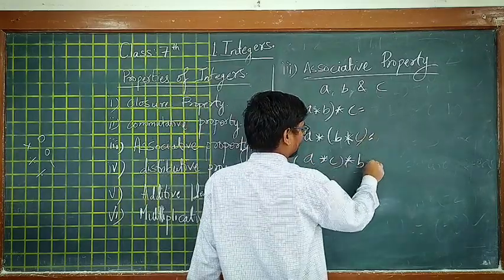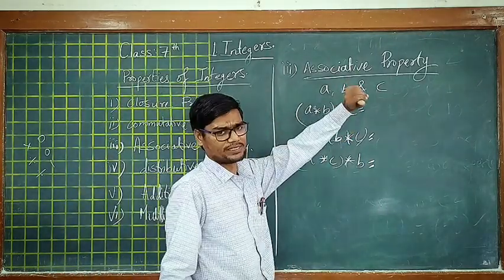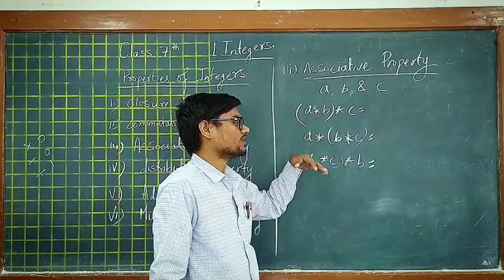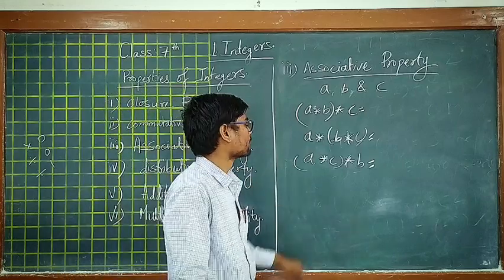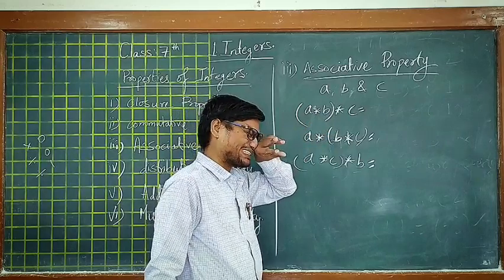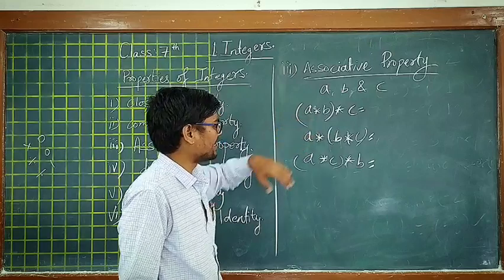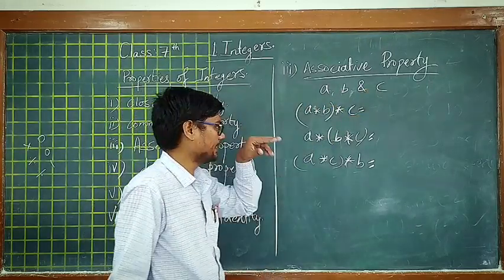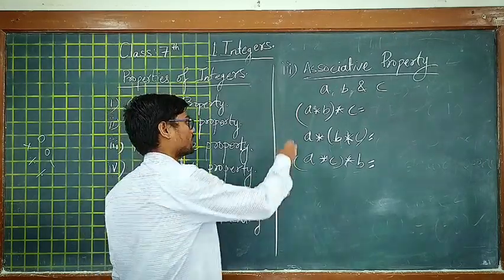I am not writing a particular operation here; I am using the symbol star to represent the operation. This can be addition, multiplication, subtraction or division. So the associative property says that we can operate on three integers a, b and c in three different ways, which are shown here on the board.